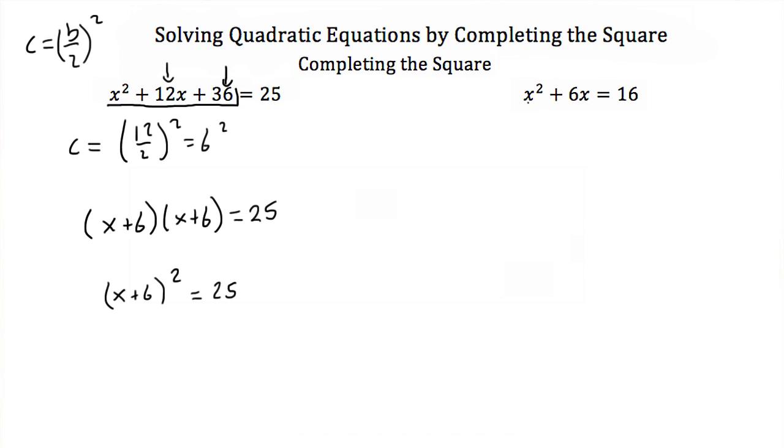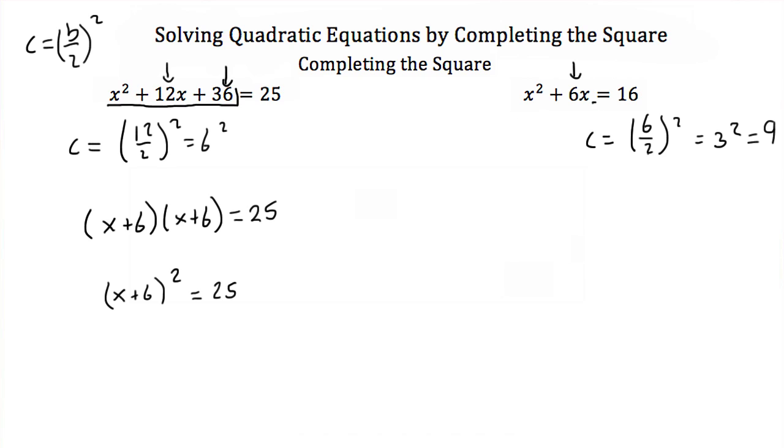Let's look at our next example. Here we have x squared plus 6x is equal to 16. Well, my left-hand side here is not a perfect square trinomial. But if I take this 6 and I plug it in for b, I can find a c value. If I do that, I'll have c is equal to 6 over 2 squared. Now 6 over 2 is just 3, so we'd have 3 squared, and that's equal to 9. Now when you complete the square, you take a quadratic equation that's not a perfect square trinomial, and you force it to be a perfect square trinomial.